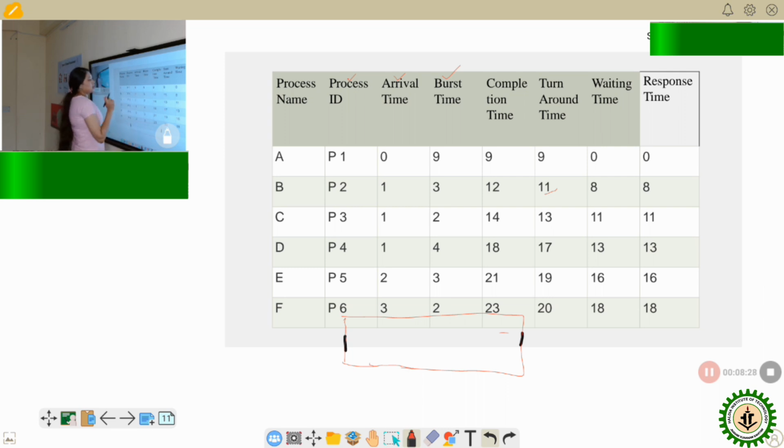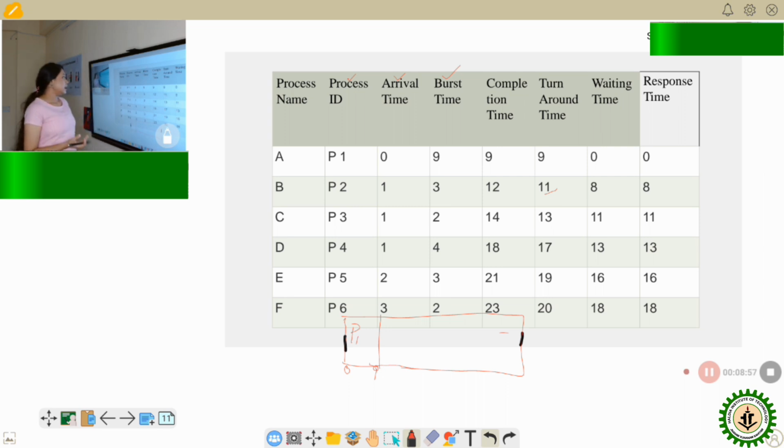What is its arrival time? The first arrival time is 0. At time 0, P1 has arrived. So we have to allocate the CPU to P1. We are allocating the CPU to P1, as its burst time is 9, so we can allocate 0 to 9 to P1.